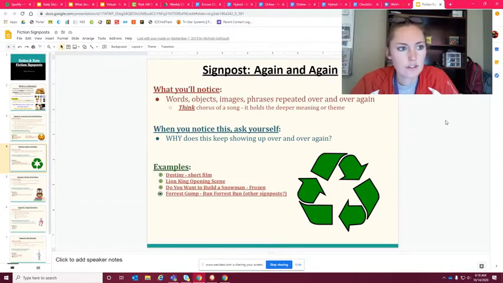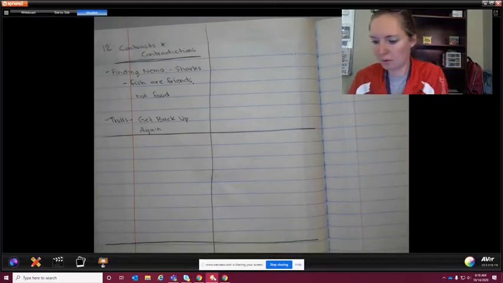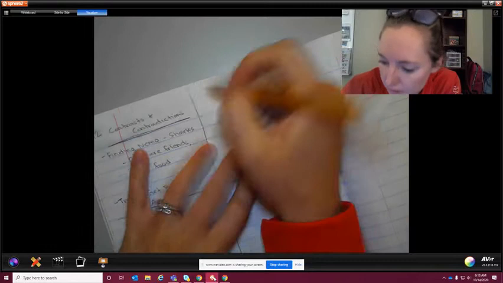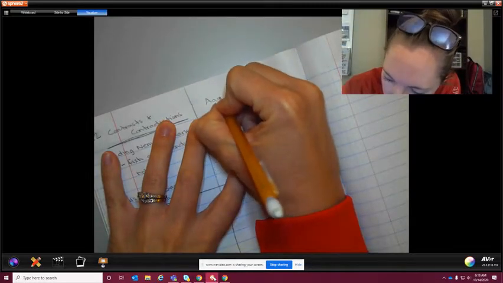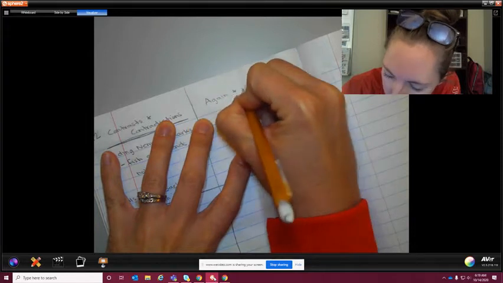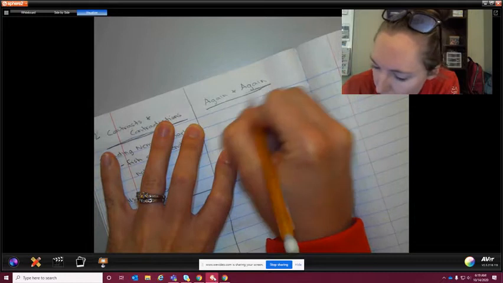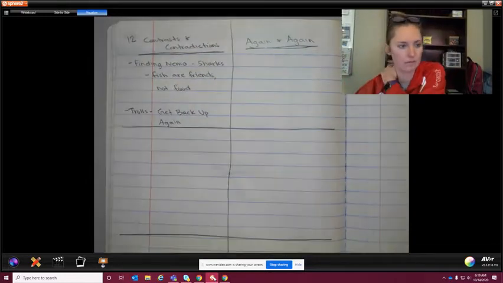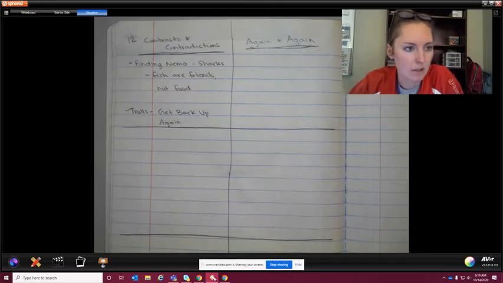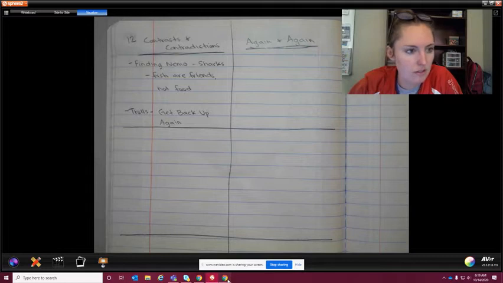All right, so the next fiction signpost that we're going to look at is again and again. So in your notebook, in one of those squares, you're going to write down again and again. Any one of those boxes will work. We'll end up filling up all 6 of them. So again and again on page 12 next to your contrasts and contradictions.